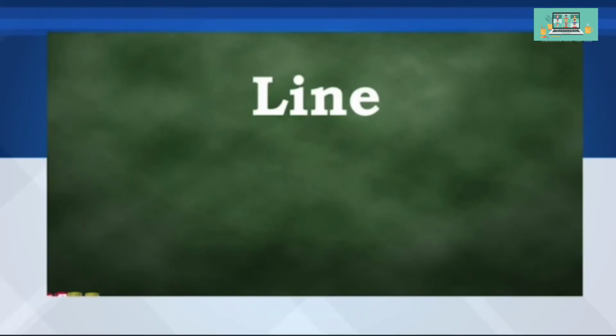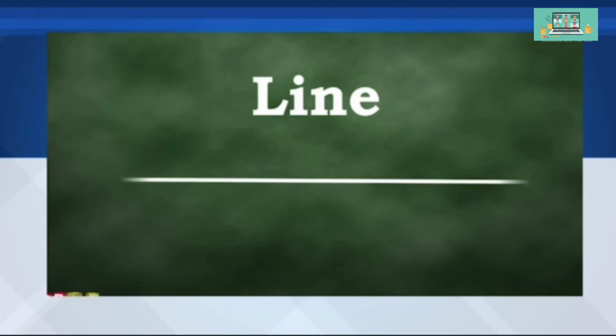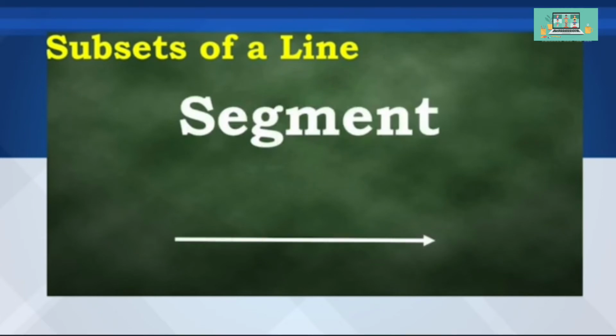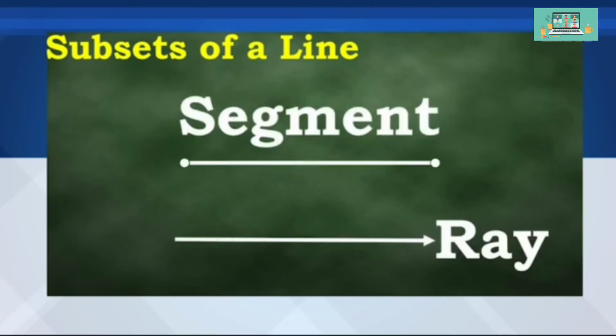Line is an important concept in mathematics. In geometry, a line is a perfectly straight one-dimensional figure extending infinitely in both directions. There are two subsets of a line in geometry: segment and ray. And what is the difference between a segment and a ray?